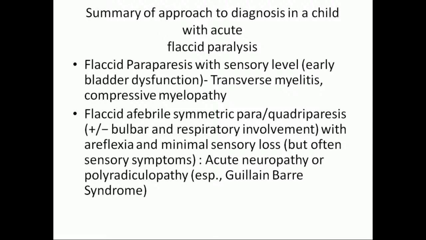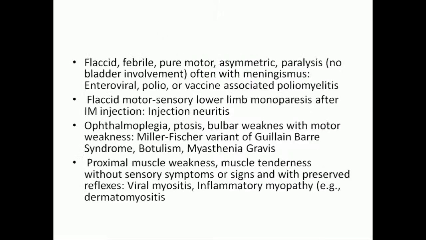So it may be transverse myelitis, compressive myelopathy, or traumatic myelopathy. If there is a flaccid, afebrile, symmetric para- or quadriparesis with bulbar and respiratory involvement, with areflexia, with sensory symptoms like pain and paresthesia, then the cause is polyradicular neuropathy, and the most common cause is GBS.